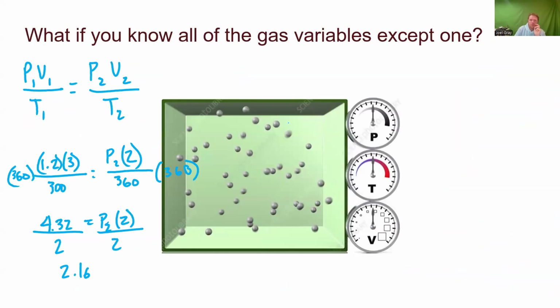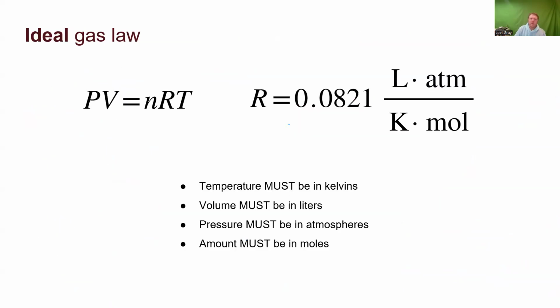But what if you know all of the variables except one? That's where we have what's known as the ideal gas law. The ideal gas law is PV equals nRT. Some people will shorten this and just say PVNRT, just to make it like a word for themselves. Makes it easier to remember, I guess.